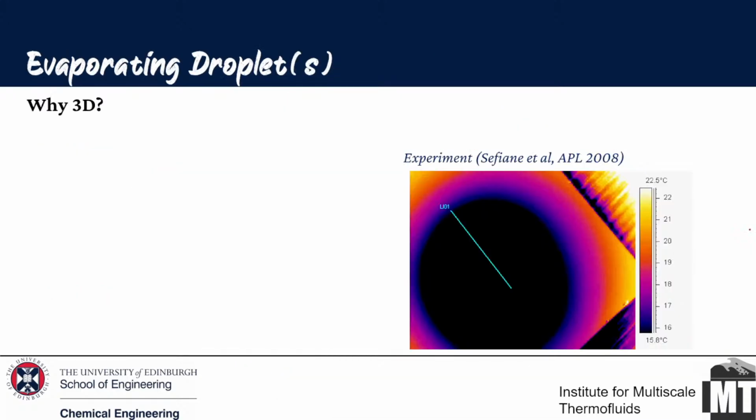Okay, so one of the examples I would like to talk to you about is evaporating droplets. In this example, this is the first example we did back in 2013, 14 and 15. So this is a very old one. Now, one of the questions, if you look at the literature at that time, everything was like a 2D symmetrical domain.